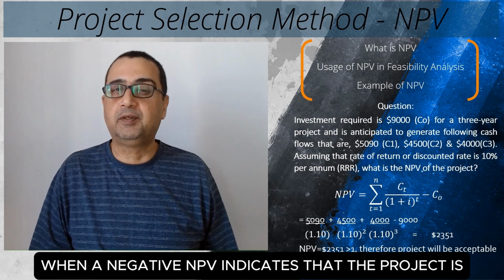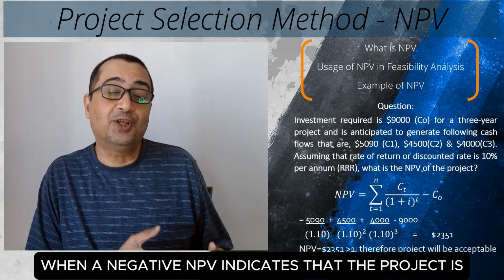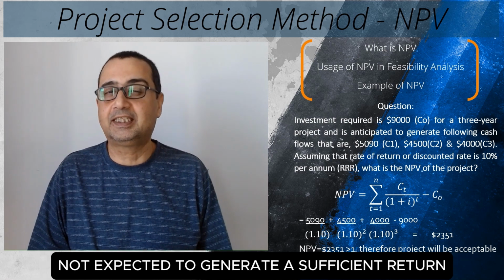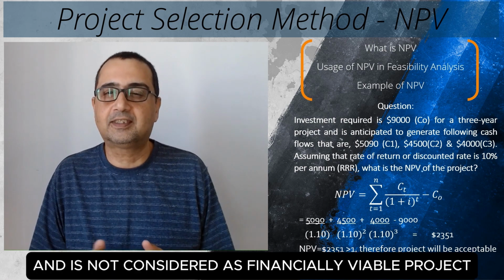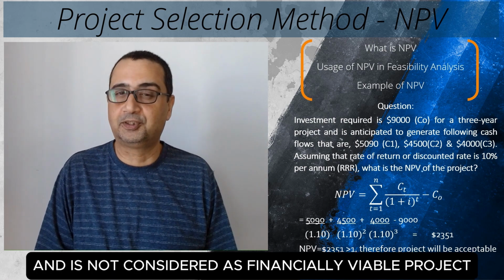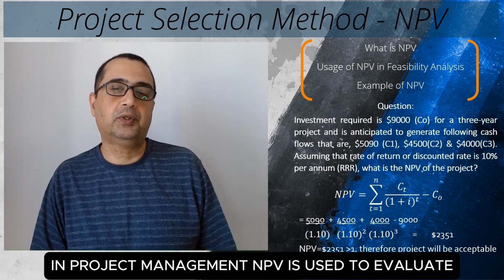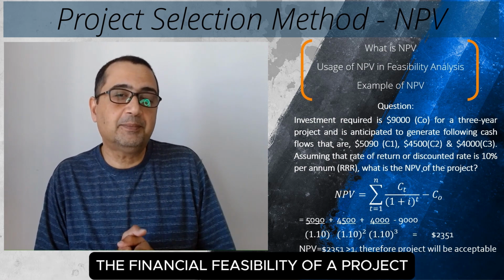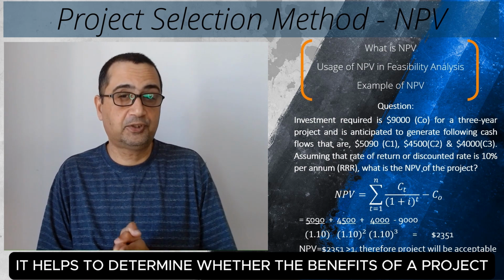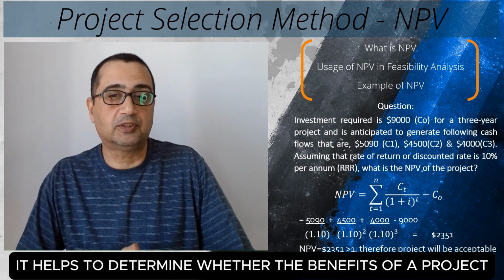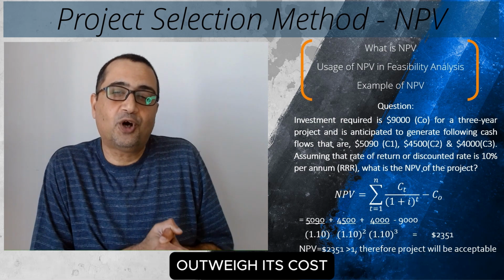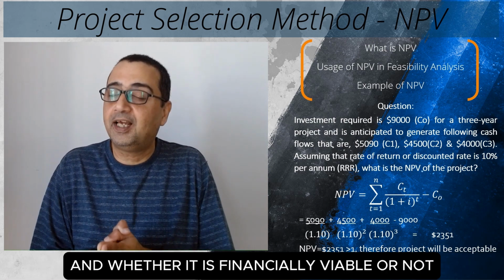While a negative NPV indicates that the project is not expected to generate a sufficient return on investment and is not considered a financially viable project. In project management, NPV is used to evaluate the financial feasibility of a project. It helps to determine whether the benefits of a project outweigh its costs and whether it is financially viable or not.